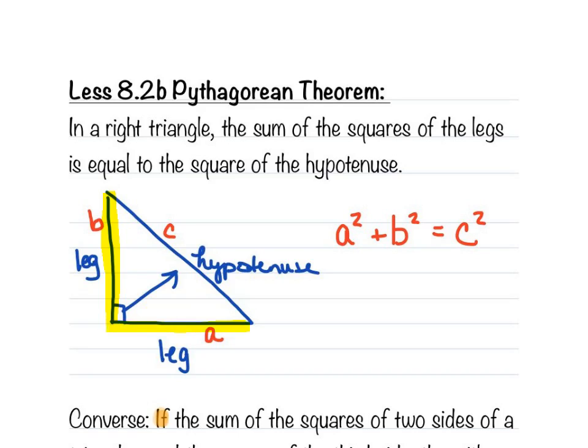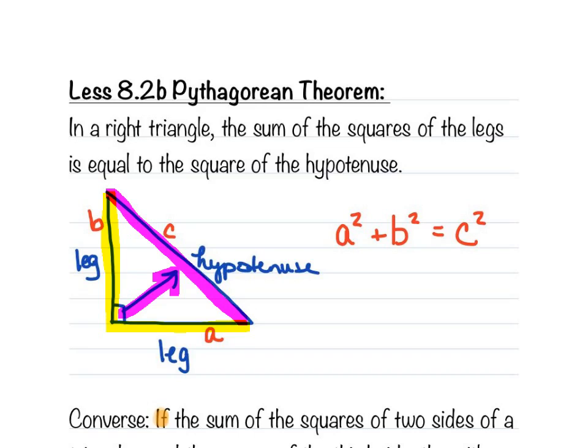So in this case, I've labeled those A and B. The legs will always be A and B interchangeably. The hypotenuse is always the side opposite the right angle, and it's always the longest of the three sides of a right triangle. The hypotenuse will always be labeled C when you're to use the Pythagorean theorem.